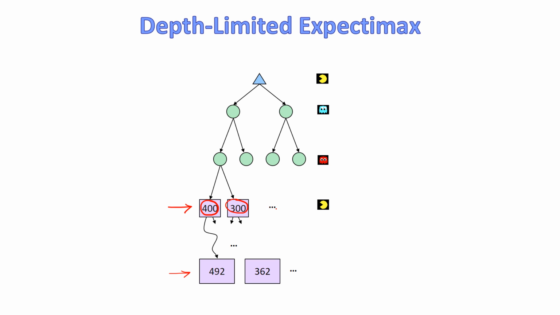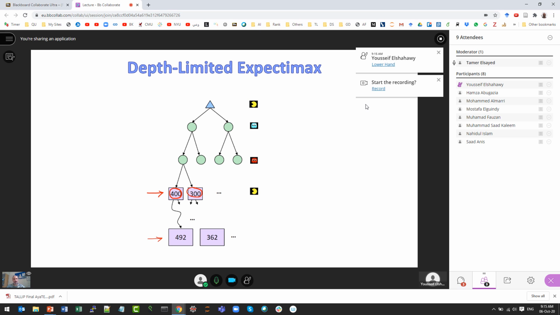So these will be approximations of the actual values. The question is, can we do that with Expectimax or not? We saw that we cannot do pruning with Expectimax. Can we do depth limited search here? Anyone other than Yusuf? Anyone?